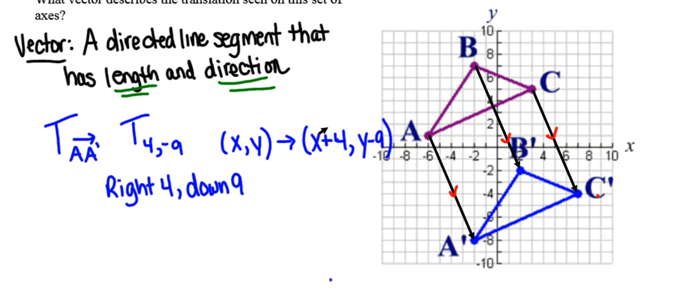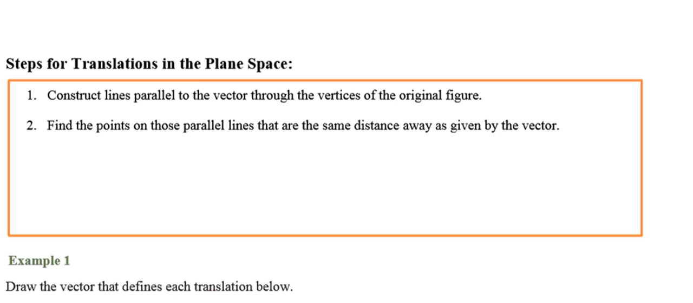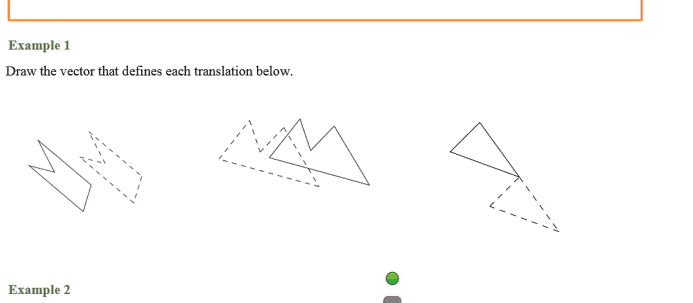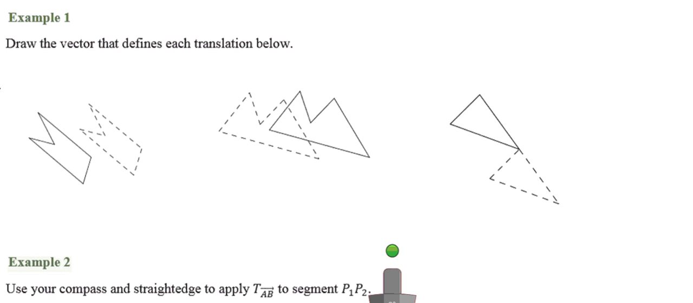All right, we're going to go ahead now and talk about translating not on the coordinate plane but in plain space. I'm going to skip these steps up at the top of the page because I'm going to show you what I think is a slightly easier way to do the translation. But before we do that, in the examples it says draw the vector that defines each translation below. I'm going to say let the solid figure be the pre-image.